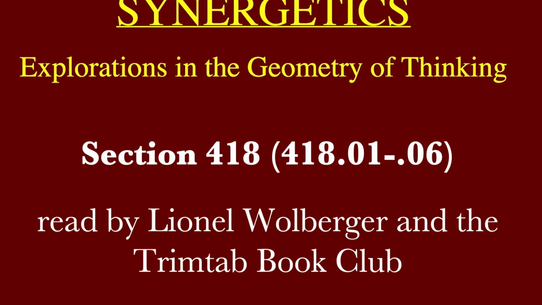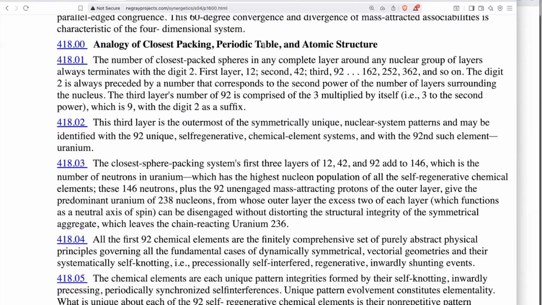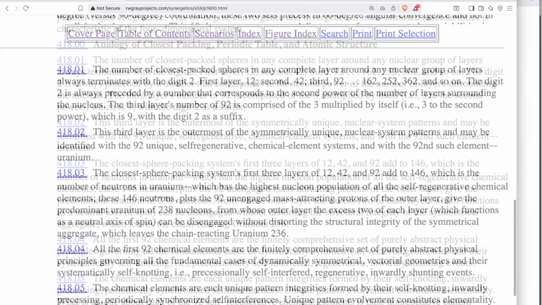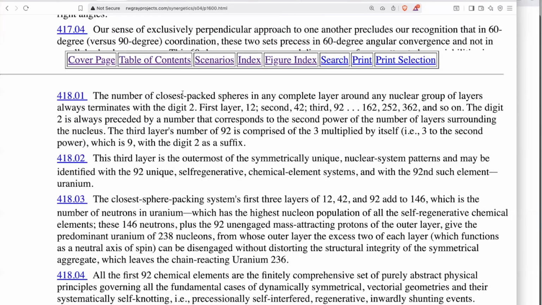418, analogy of closest packing, periodic table and atomic structure. 418.1. The number of closest packed spheres in any complete layer around any nuclear group of layers always terminates with digit 2. First layer 12, second layer 42, third 92, 162, 252, 362, and so on.